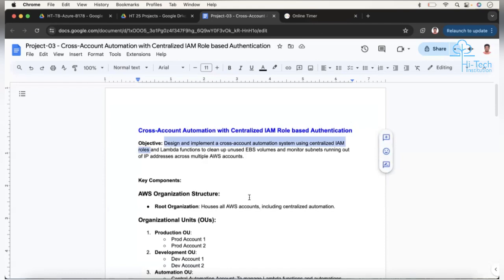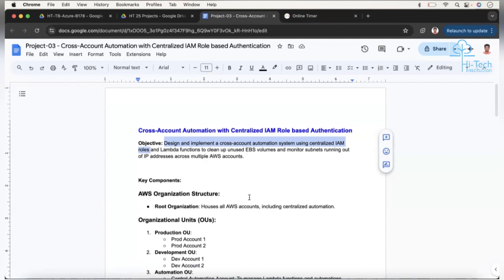Cross-account automation means, if you were part of project 2, the last session, we discussed the AWS Organization. The root master account has multiple different organization units. Under that organization, there are multiple individual AWS accounts. In the last session, we predominantly talked about applying SCP policy, centralized cost management, and billing. Those are the things we focused on.